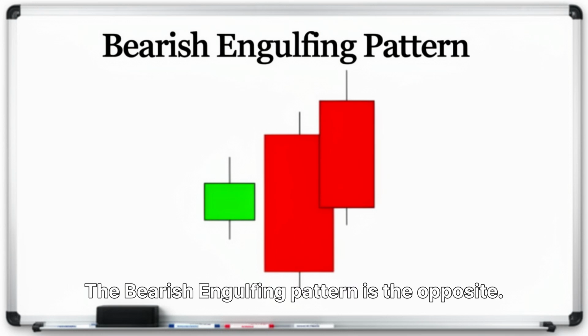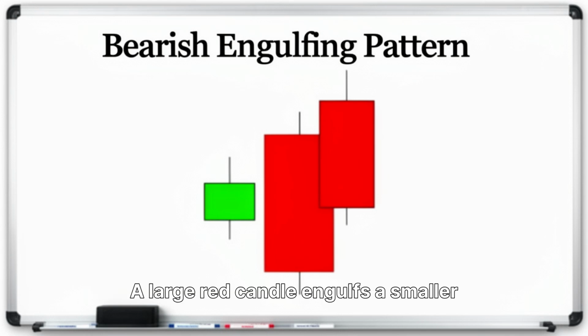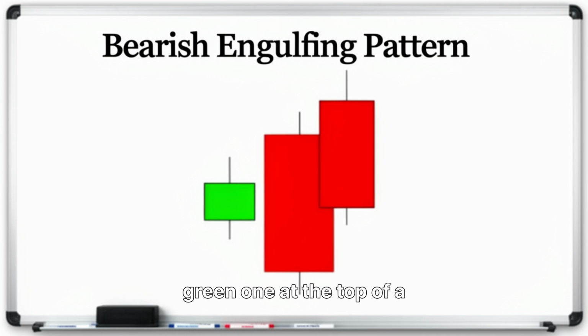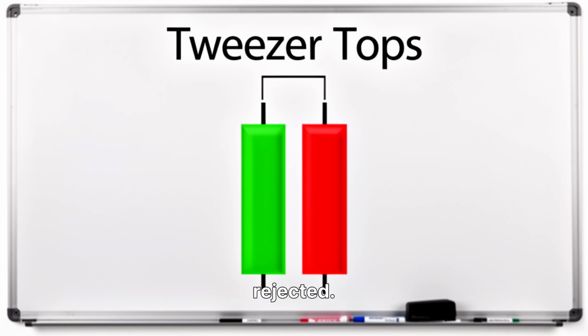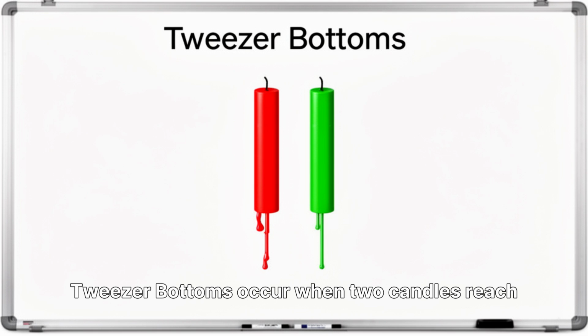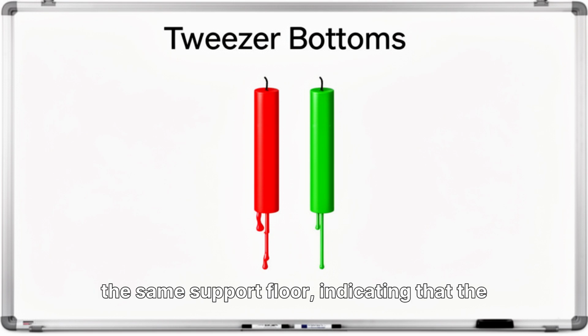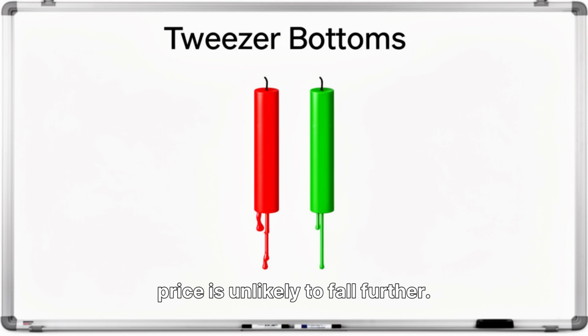The bearish engulfing pattern is the opposite. A large red candle engulfs a smaller green one at the top of a trend. Tweezer tops form when 2 candles hit the exact same resistance level and are rejected. This is a strong bearish signal. Tweezer bottoms occur when 2 candles reach the same support floor, indicating that the price is unlikely to fall further.